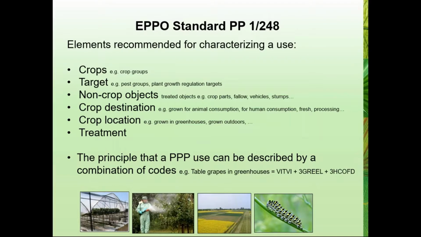Another principle that is clearly stated in the EPPO standard is that PPP use can be described by a combination of codes. So I'd like to bring an example. If you want to identify a product for table grapes in greenhouse, the idea is that you should use a combination of codes, which includes, for example, the taxonomic code for Vitis vinifera, attached to the code for greenhouse, and a code that identifies human consumption fresh. So the combination of these codes identifies table grapes in greenhouses.